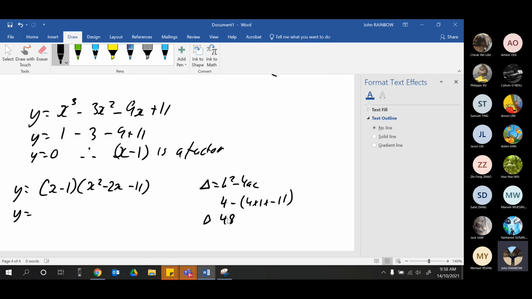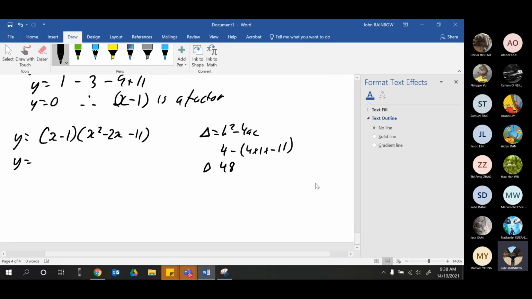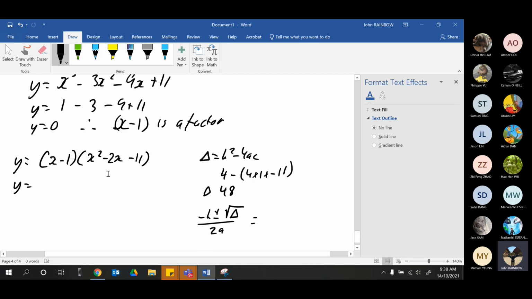So my quadratic formula, I'm running out of room. No, I'm not. That's good. What is my quadratic formula? It is minus B plus or minus the root of the discriminant on 2A, I believe. Correct me if I'm wrong. I think I could be wrong. So therefore, B is, what was B? B is negative 3, so it's going to be 3 plus or minus root 48 on 2.